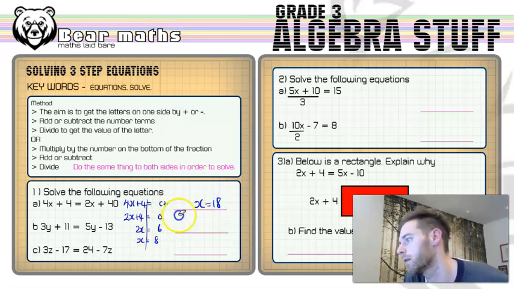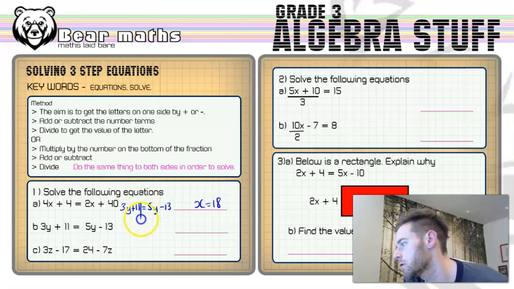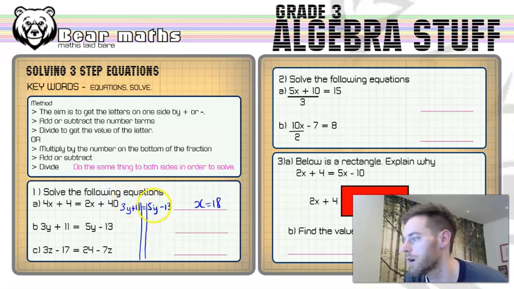Let me get rid of that, and I would like to show you how to do the next question. It's pretty similar, but a little bit different. You've got 3y plus 11 is equal to 5y minus 13. Now don't get confused because it's slightly different. We've got the least amount of y terms on the left-hand side this time, so we're going to take away the 3y from both sides. That leaves me with a positive 11 over here, which we don't need to write positive in front of, we just write 11. And that leaves me with a 2y over here, and then the minus 13.